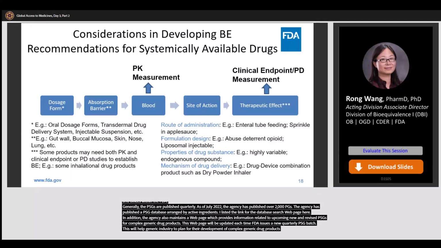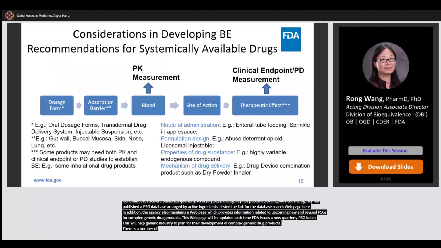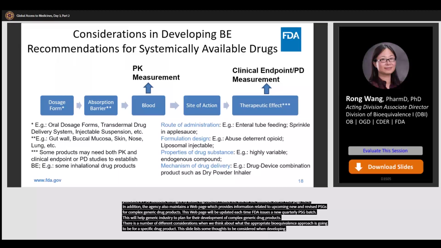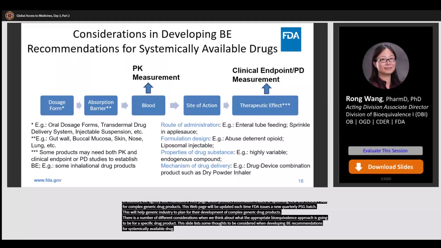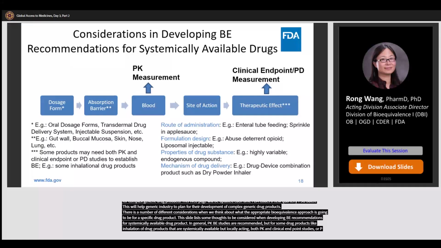There are a number of different considerations when we think about what the appropriate bioequivalence approach is going to be for a specific drug product. This slide lists some thoughts to be considered when developing BE recommendations for a systemically available drug product. In general, PK/BE studies are recommended, but for some drug products like inhalational drug products that are systemically available but locally acting, both PK and clinical endpoint studies or PD studies may be needed to establish BE.